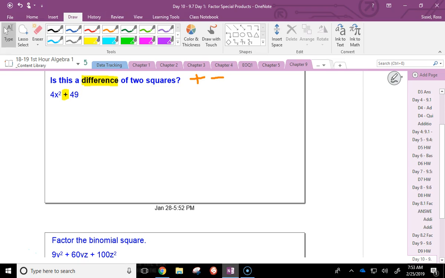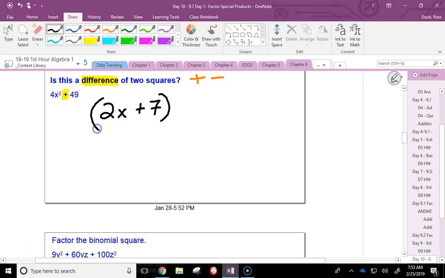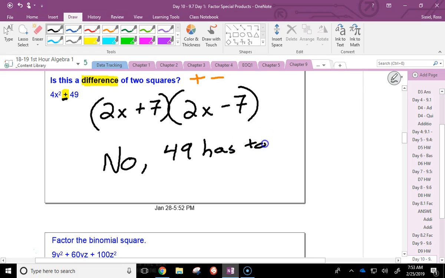This is not a difference of 2 squares, because if we broke this down, we would have thought it would have been 2x plus 7 and 2x minus 7. But because of that, our 49 would have had to be a negative. So we will say no. 49 has to be negative 49. When we have a difference of 2 squares, you will always have subtraction.